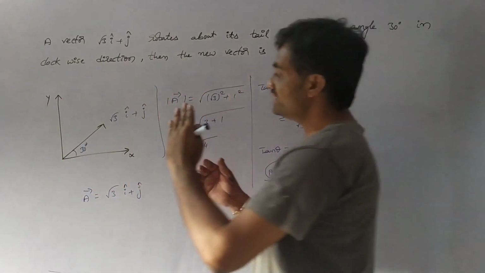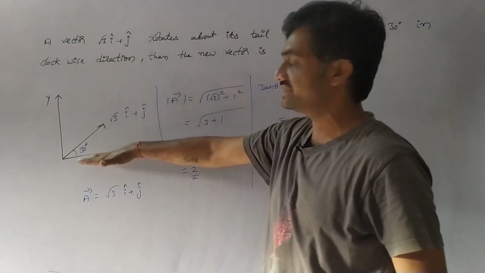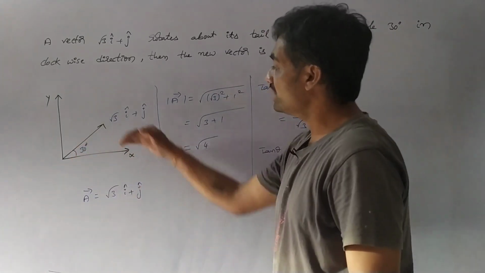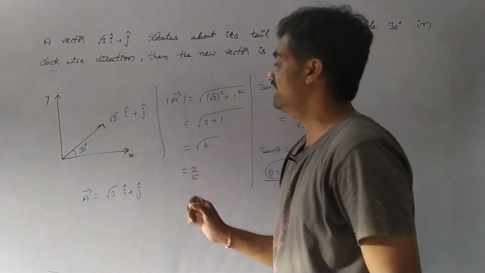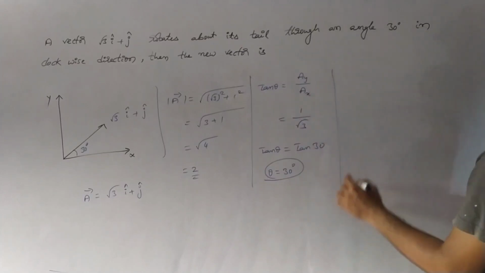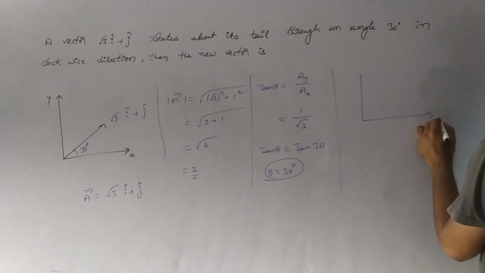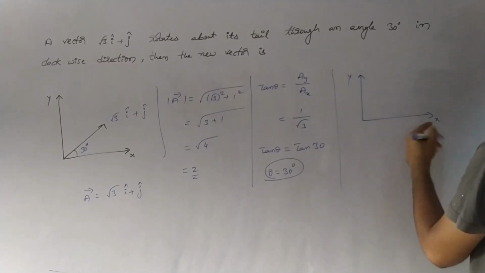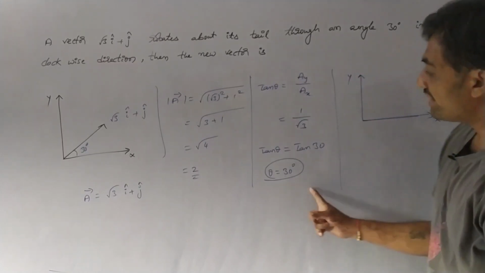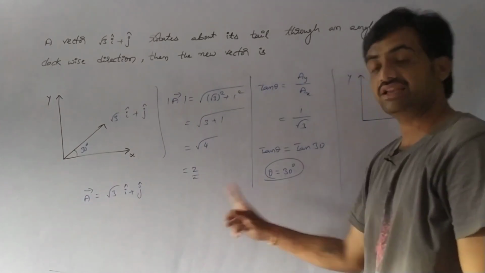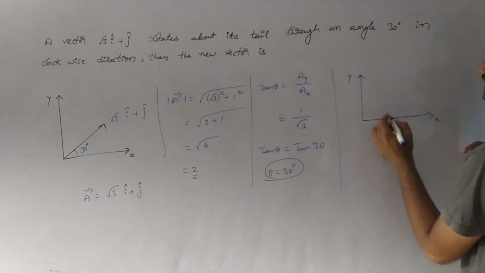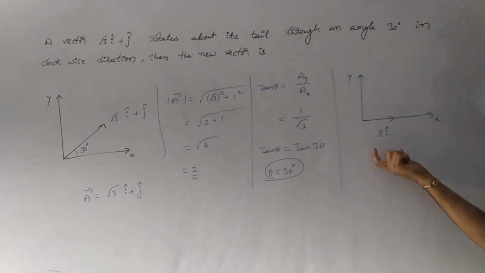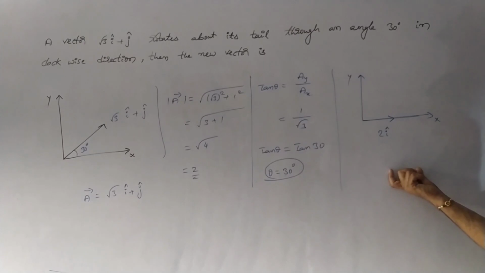Now the vector is rotating by an angle of 30 degrees. As it rotates in the clockwise direction, the resultant vector will be acting along the x-axis. Its magnitude will not change, whereas its direction changes. Based on that, the new vector is represented as 2 i cap. Take a screenshot.